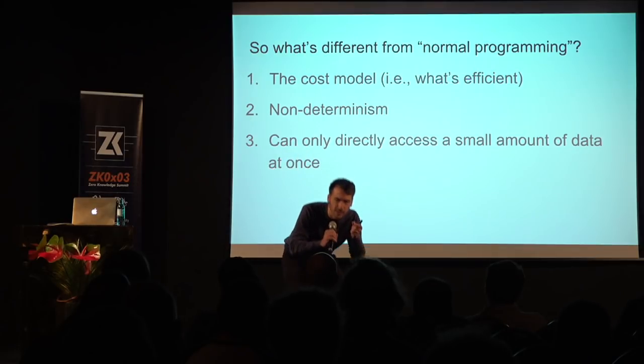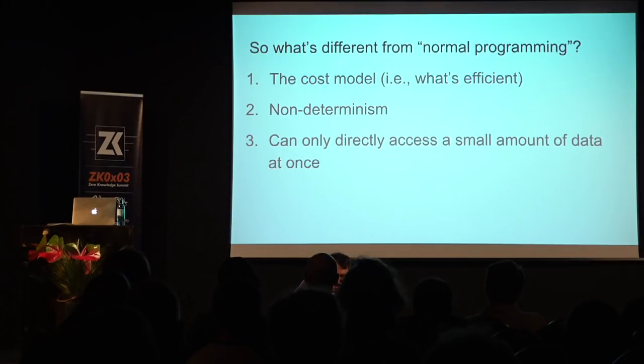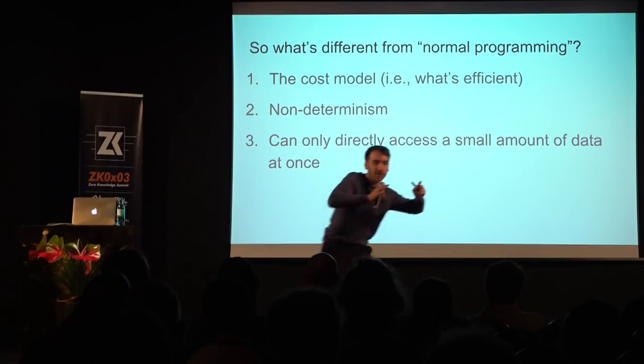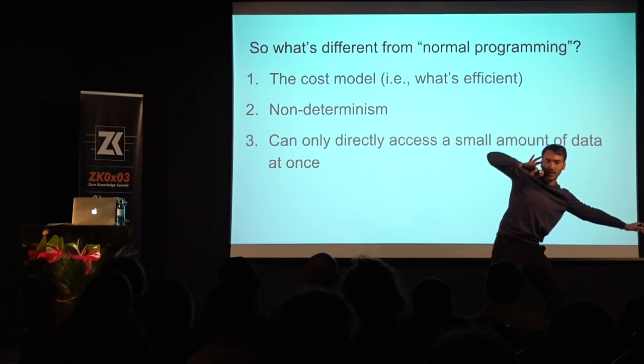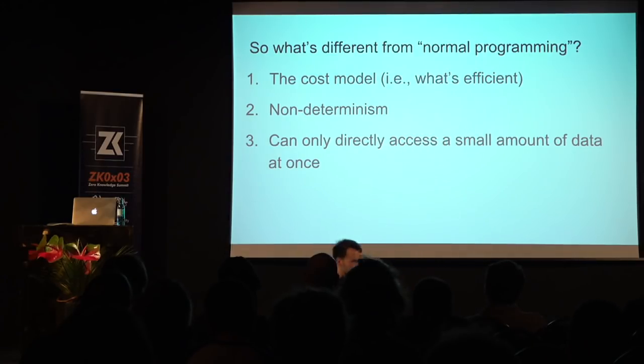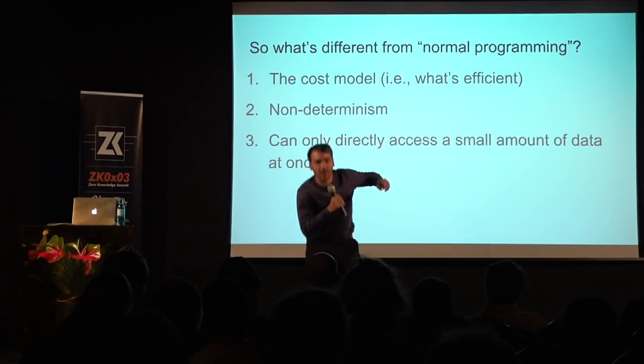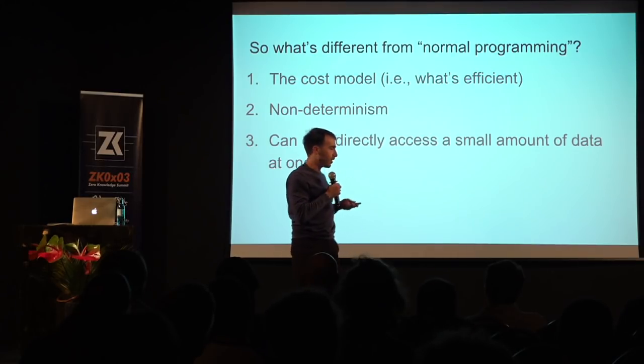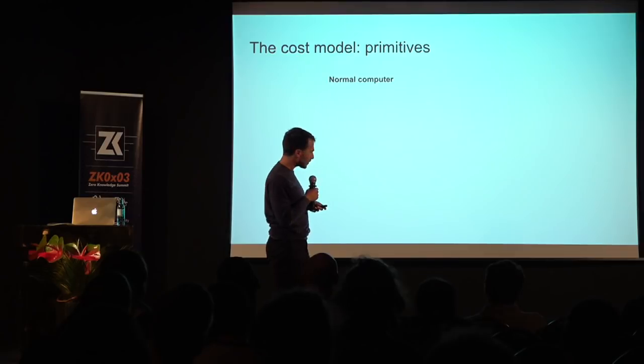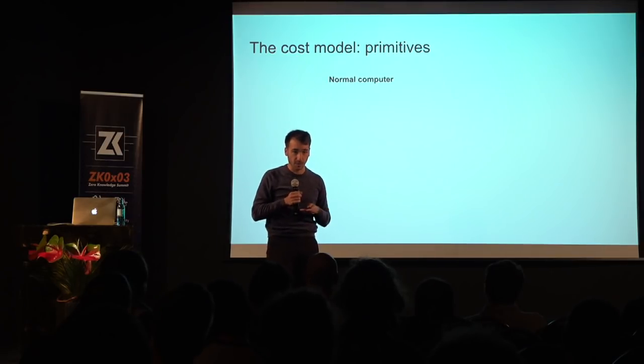A CPU is this tiny thing, and over here is the giant memory, and the CPU just sees a small amount of the memory at any given time, right? But in a way, it's not so different. So let's first talk about the cost model.